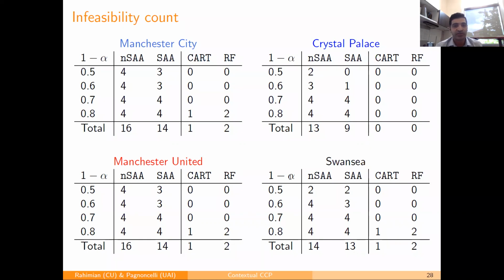the SAA approaches that ignore the contextual information or use contextual information, but in a parametric manner, happen to be infeasible almost all the time out of the 16 configurations that we had, whereas CART and RF are doing very well in terms of feasibility as well.